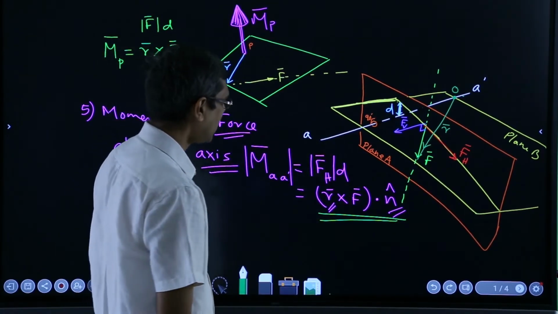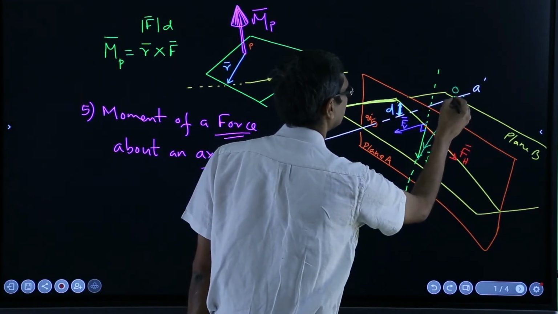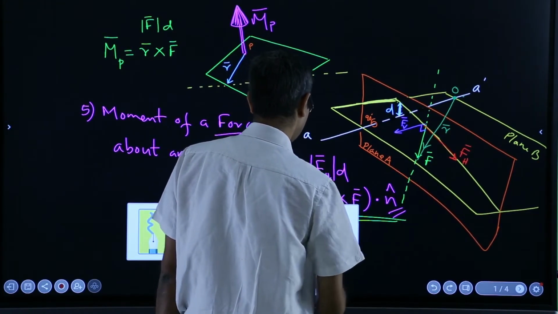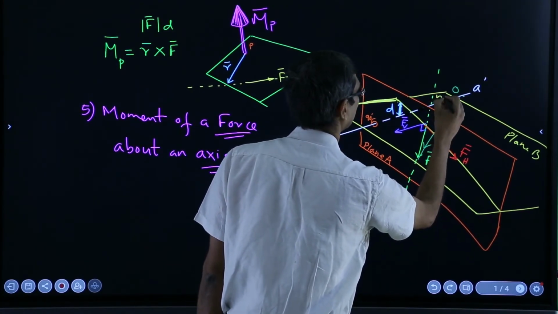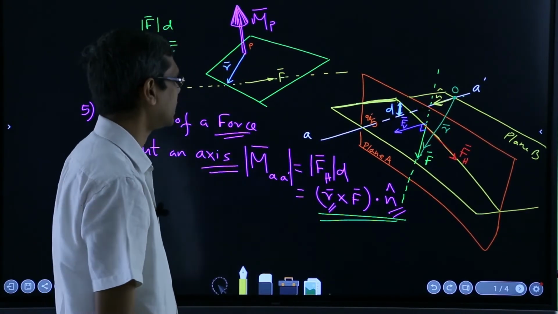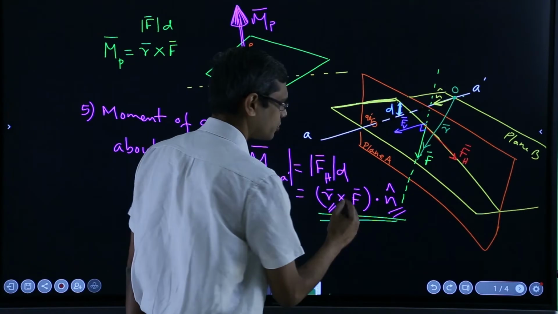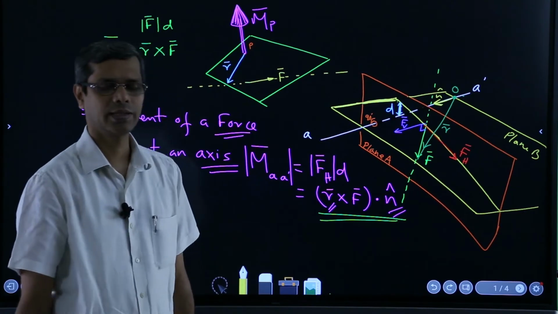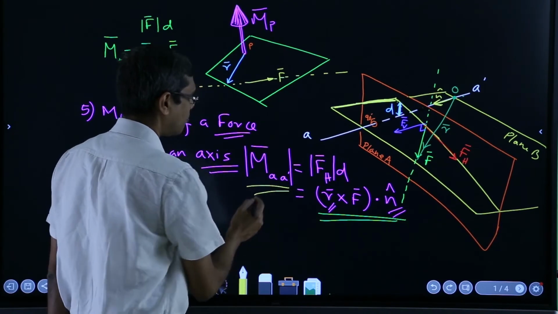Okay. And now, what is n? The n is the unit vector in this direction. The A prime axis is represented by the unit vector n. So what it tells you is that you calculate this cross product, which will be a vector, and then dot it with the unit vector in the direction of A dash, which will give you a scalar quantity, and that will give you the amount of moment.